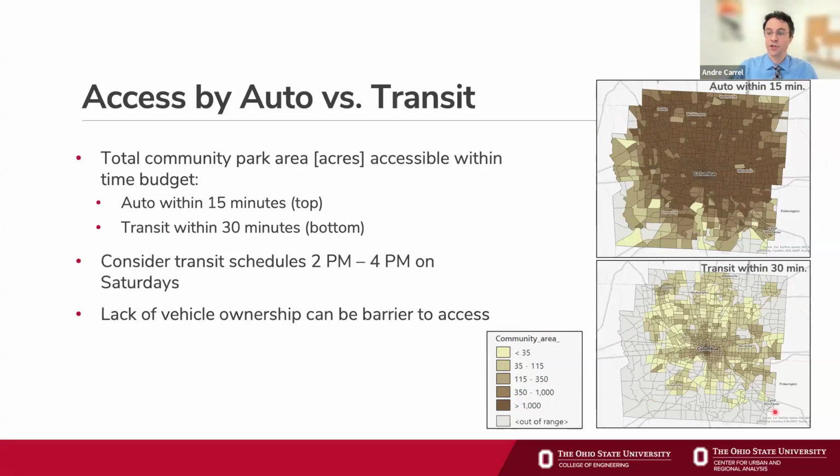And at the bottom, we have transit within a 30-minute time budget. We're considering transit schedules here 2 p.m. to 4 p.m. on Saturdays. That is important for the accessibility analysis. We did have to specify when we're considering this. Weekends, we thought that's when people probably will be more likely to want to go to parks than during weekdays. So this is for Saturday transit schedules.